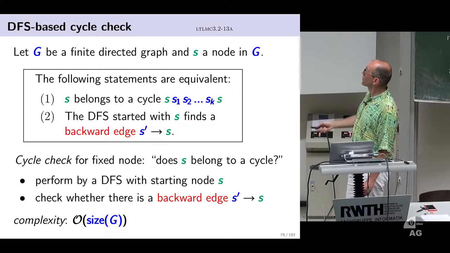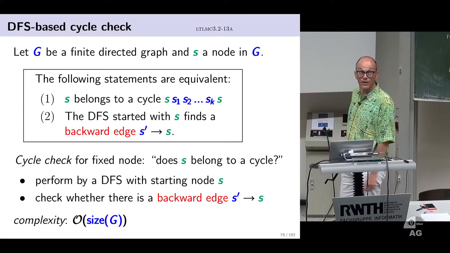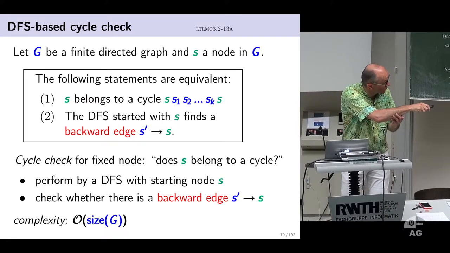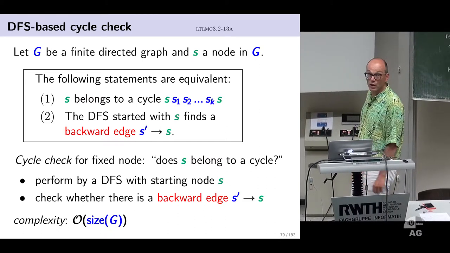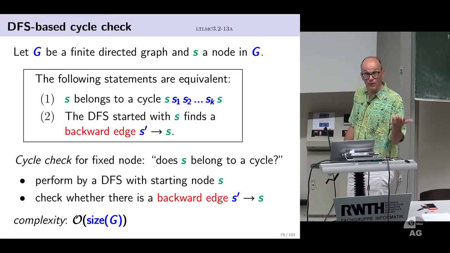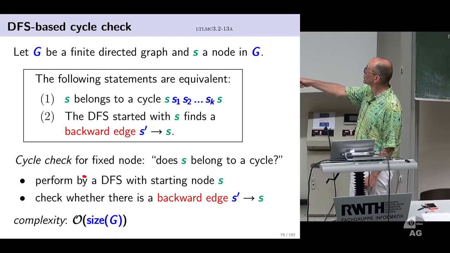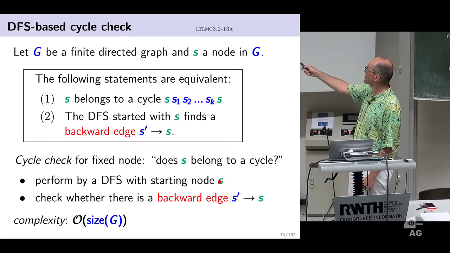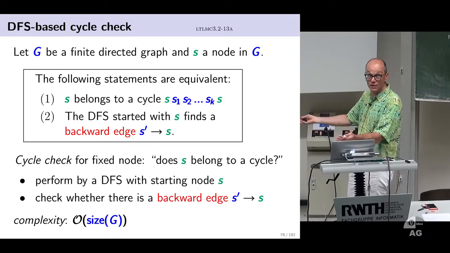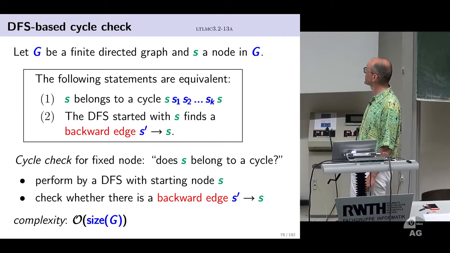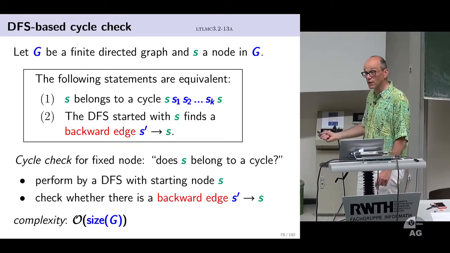So the cycle check for a fixed node, if I fix a node in my transition system, like for instance this S over here, then the question is, does S belong to a cycle? What are we going to do? We're going to do the purple depth-first search. You start in the state you just entered, and you check whether you will find, during this depth-first search, a backwards edge that goes back to S. Then you're done.